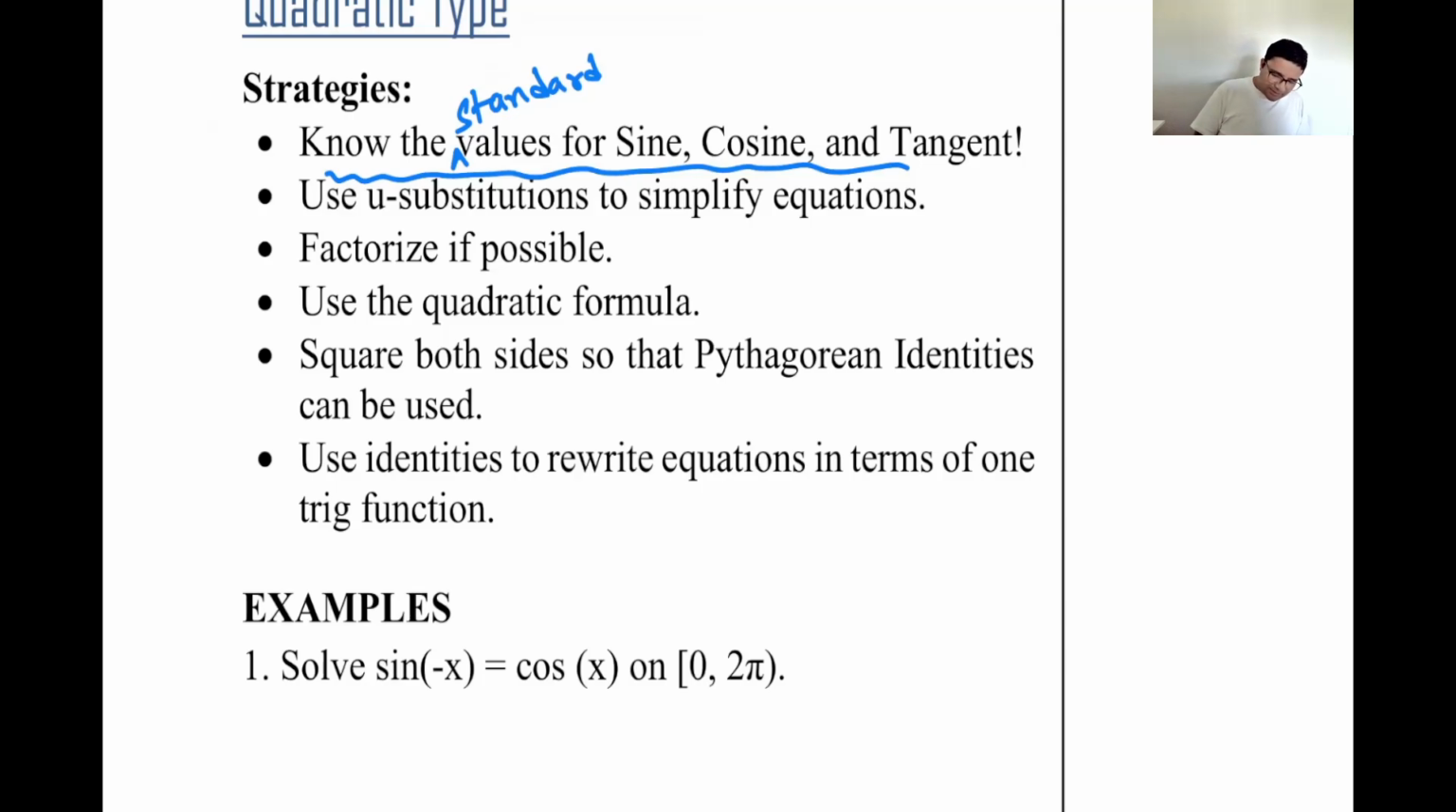And sometimes you might have to use substitutions to solve the equations. We will see some examples. Because these are going to be quadratic equations, you may have to factorize. If factoring is not possible, you might have to use the quadratic formula.